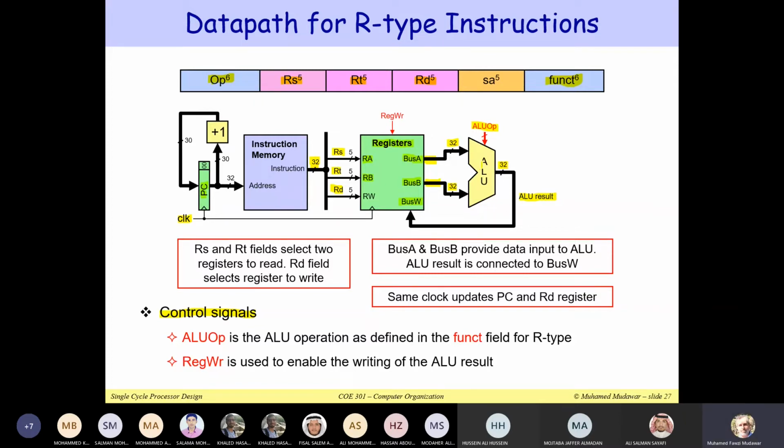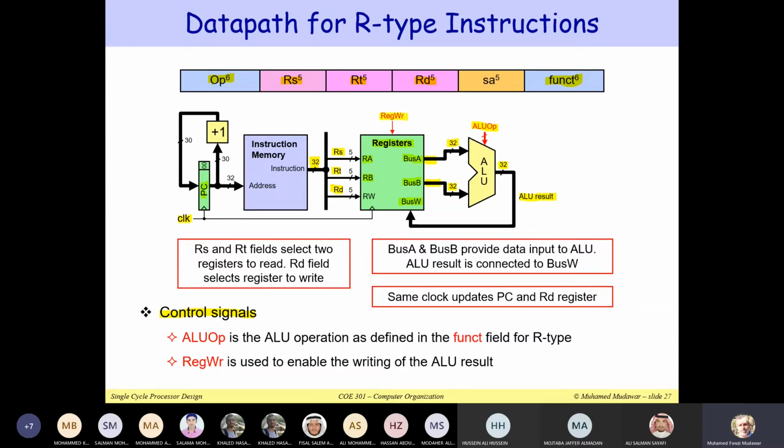We have to tell the ALU whether to add or subtract, or to do a logic operation like AND or XOR, or, for example, a shift operation, shift left, shift right, and so on. So we have different functions and therefore different operations implemented inside the ALU. Based on the operation, the ALU is going to compute the ALU result.